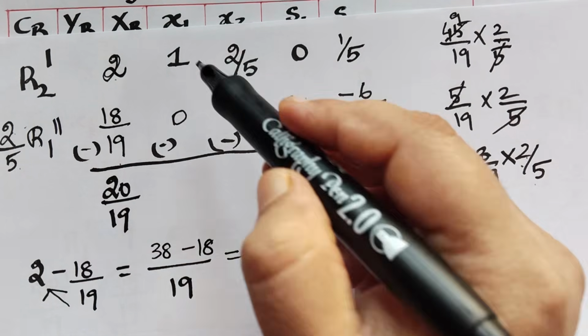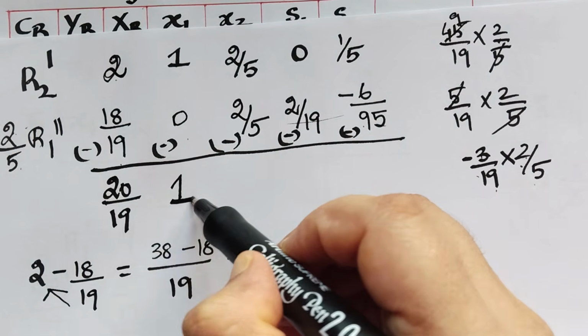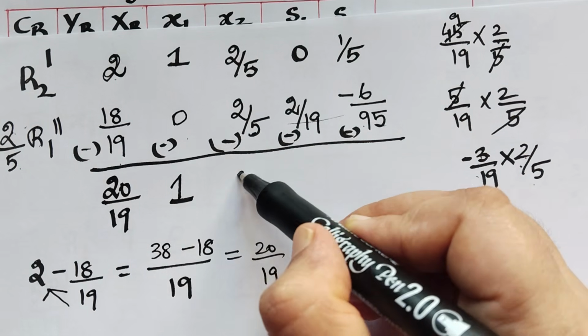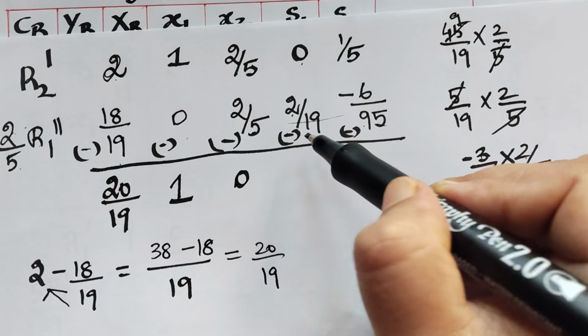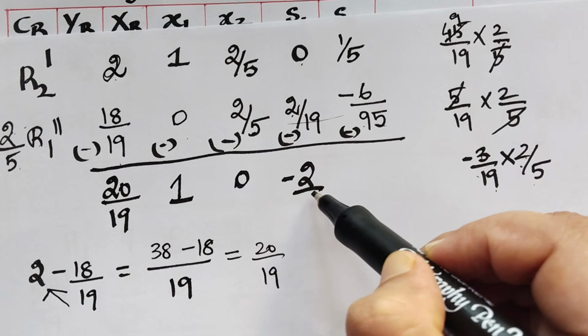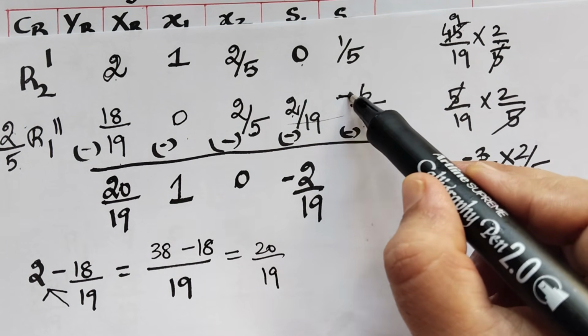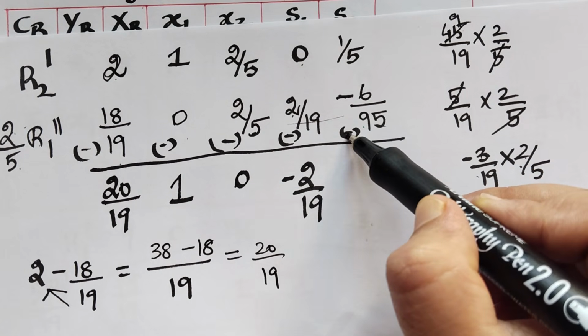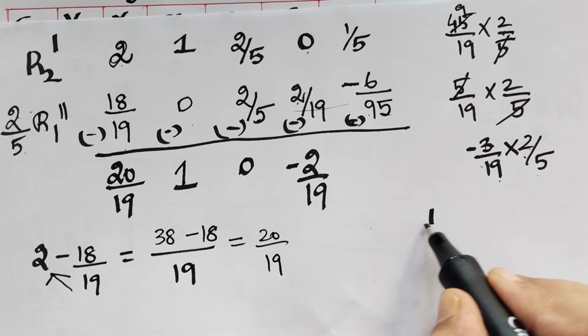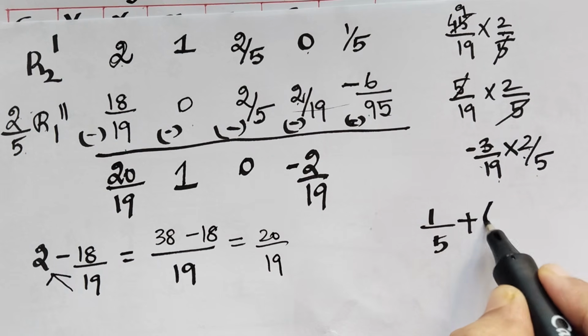Now next is 1 minus 0 is 1 only. Then 2 by 5 minus 2 by 5 is 0. 0 minus 2 by 19 is minus 2 by 19. Now 1 by 5, now already we have a minus over here. Minus of minus will become plus. So it will be 1 by 5 plus 6 by 95.